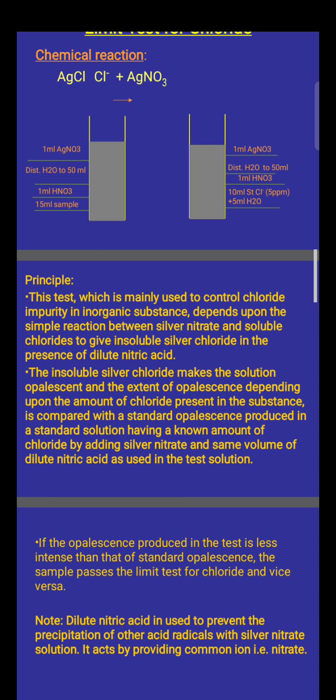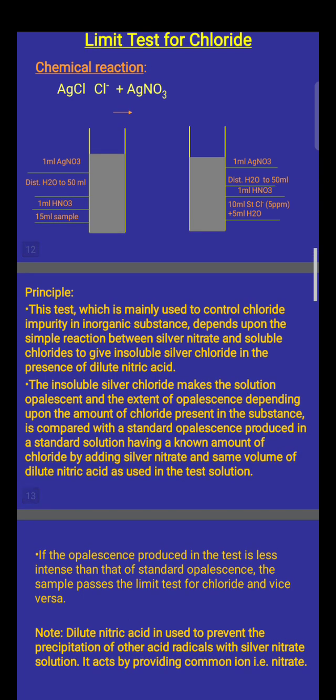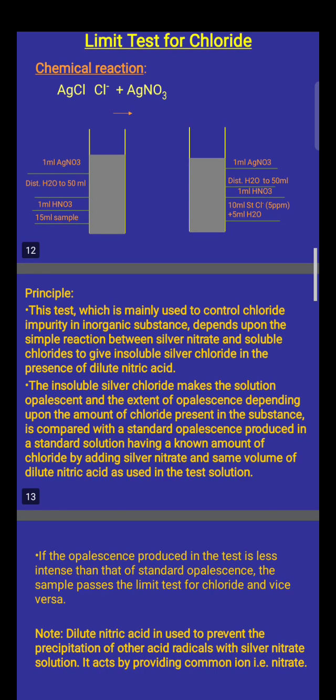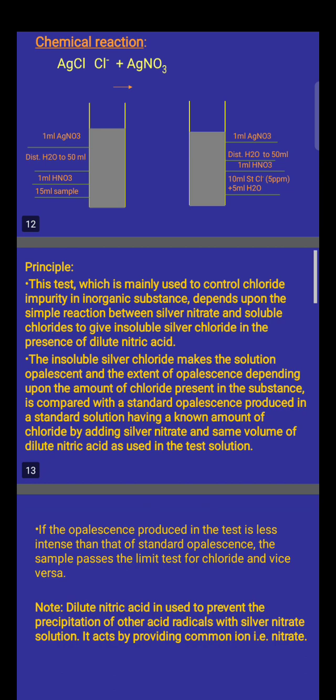How does it work? Dilute HNO3 will avoid the precipitation of these other impurities like sulfate, arsenic, iron, and it will allow only chloride to react with the silver nitrate reagent. So in this way, just chloride will react with the silver nitrate, not other ions, and we can determine the chloride ion impurity by performing this limit test. Got it? That is the role of dilute HNO3.